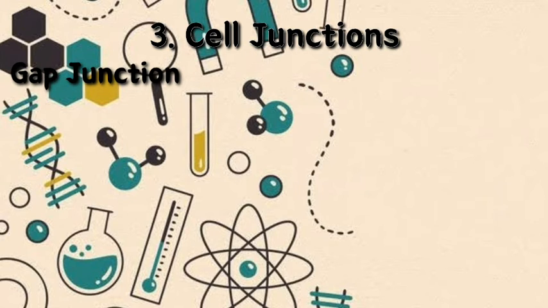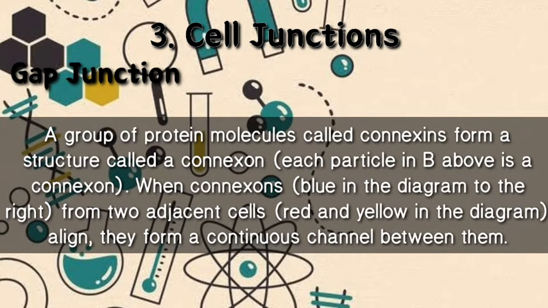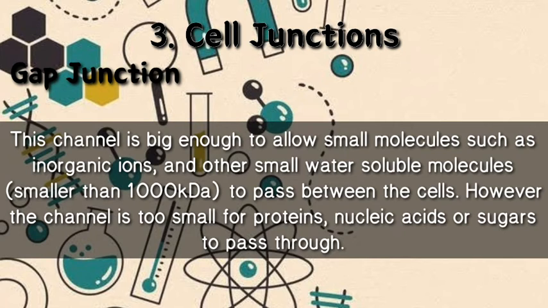Last but not the least are the gap junctions. A group of protein molecules called connexins form a structure called a connexon. When connexons align, they form a continuous channel between the cells. This channel is big enough to allow small molecules such as inorganic ions and other small water-soluble molecules to pass between the cells. However, the channel is too small for proteins, nucleic acids, or sugars to pass through.